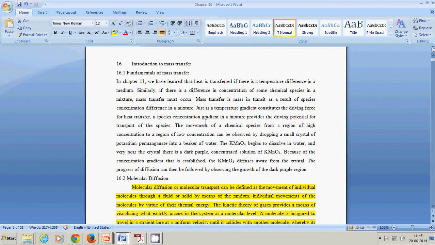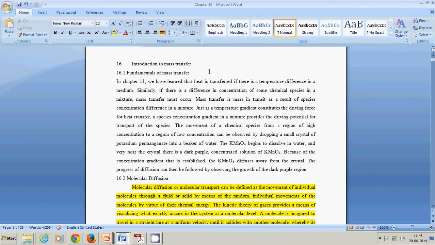Now, we have already learnt what is heat transfer, and we know that heat transfer is due to a temperature difference in the medium. Drawing analogy from that, if there is a difference in concentration of some species in a mixture, then mass transfer will occur. Hence, we can say that if heat transfer is occurring due to the driving force of temperature gradient, mass transfer will occur due to the driving force, which is the concentration gradient in the mixture.